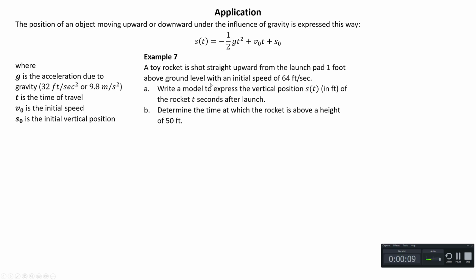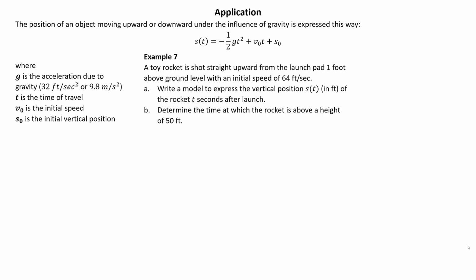Okay, here is an application of polynomial inequalities. A position of an object moving upward or downward under the influence of gravity is expressed this way. S of t is equal to negative 1/2 g t squared plus v sub 0 t plus s sub 0, where g is the acceleration due to gravity, which you can either say is 32 feet per second squared or 9.8 meters per second squared. T is the time of travel, and v sub 0 is the initial speed.